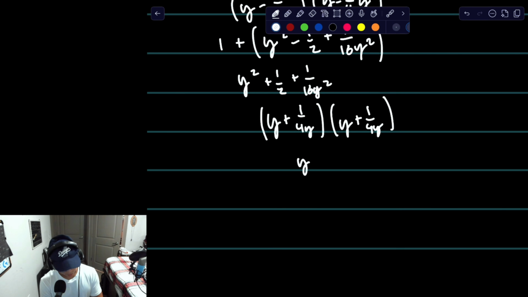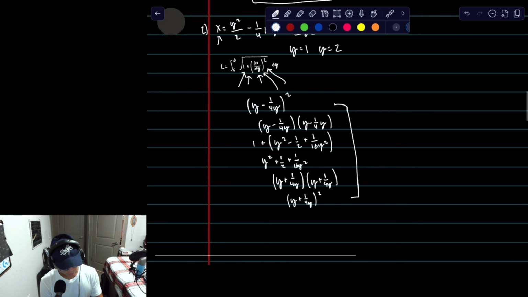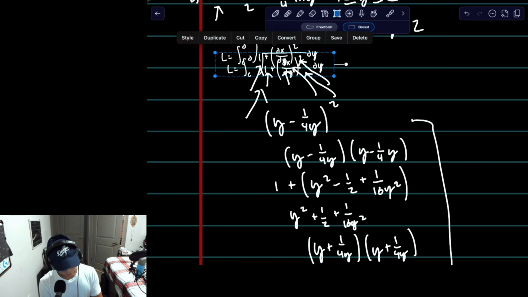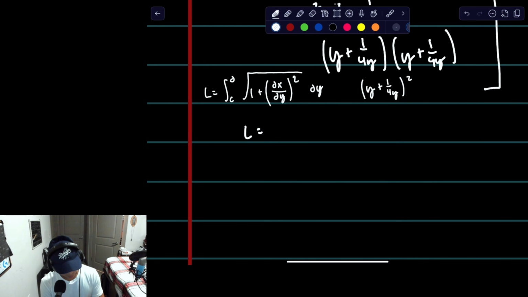So if you merge those together, you get y plus 1 over 4y squared. And again, this entire thing solved for the inside of the square root over here. So bringing this back down, we could pretend like we're plugging this guy in here, which gets us L equals the integral of the square root of y plus 1 over 4y squared.